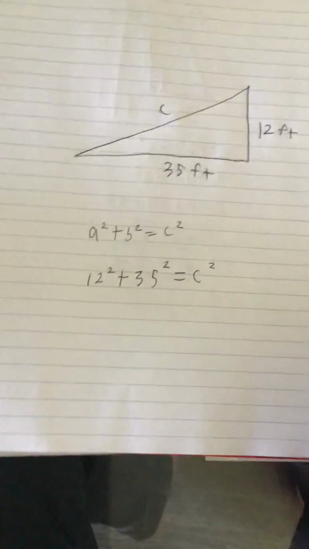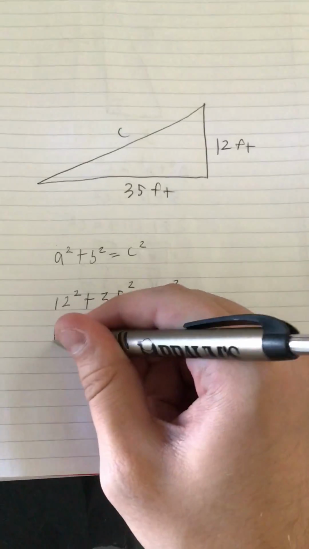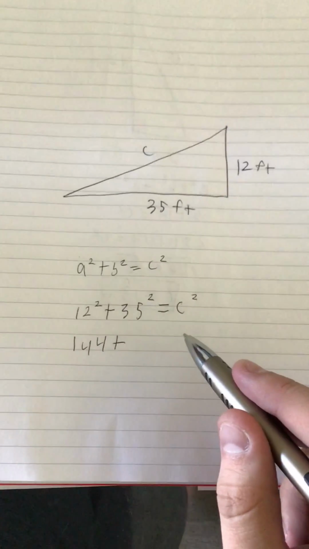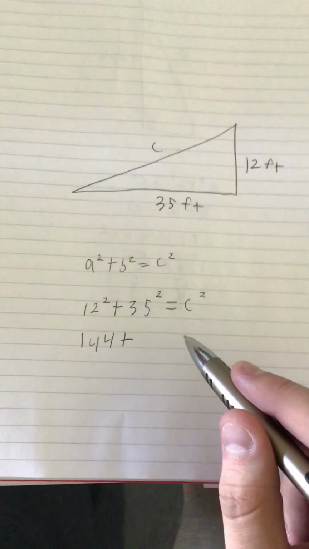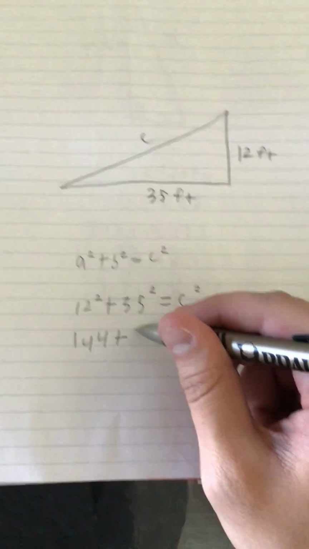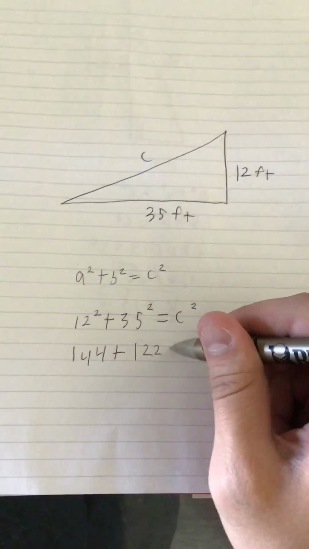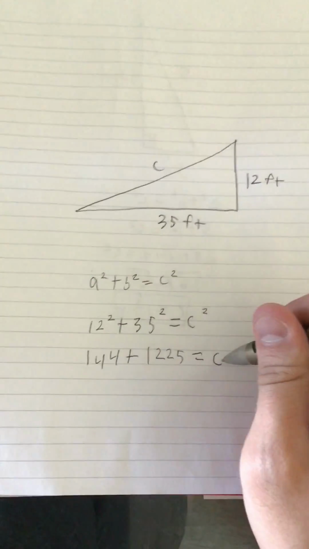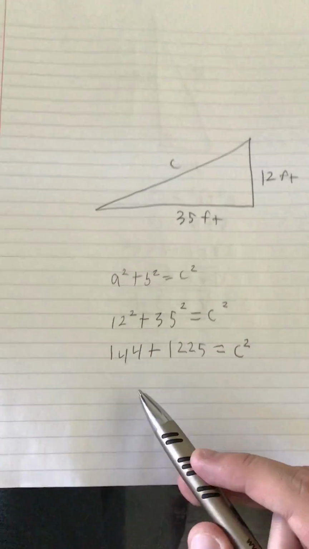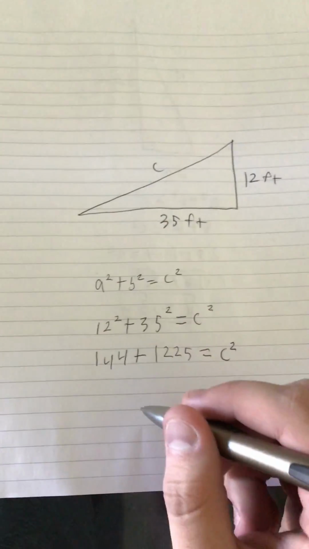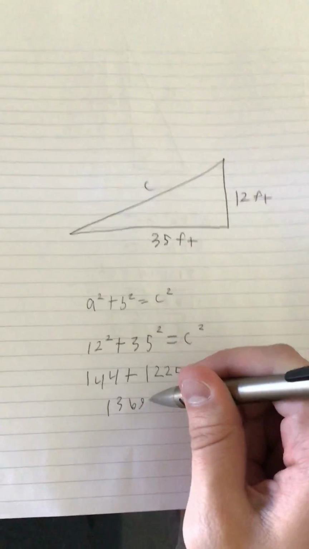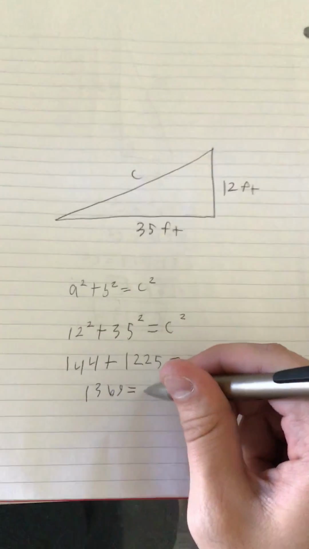What does 12 times 12 equal? 144. And then what is, ooh, this is a doozy, what's 35 squared, or 35 times 35 equal? 1,225. Nice. Okay, so that's 1,225, and that equals our C squared. So, what's 1,225 plus 144? 1,369. And that's what equals our C squared.